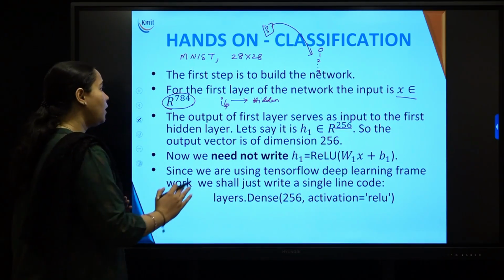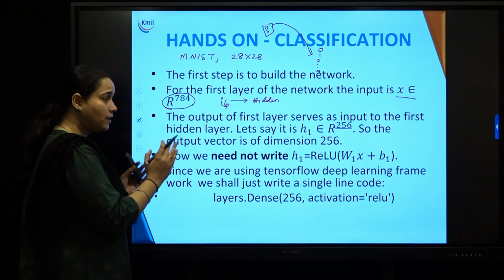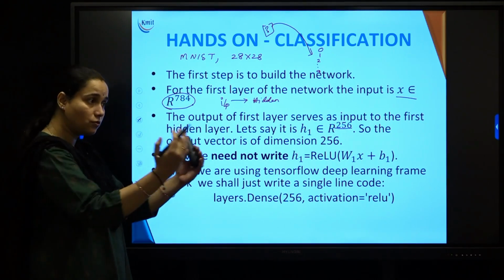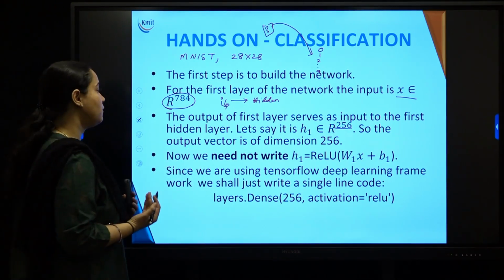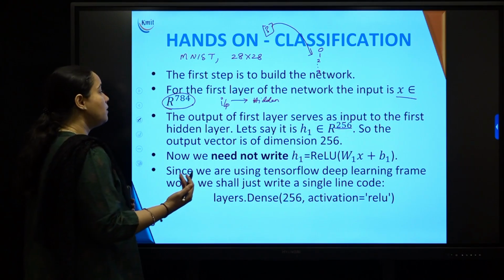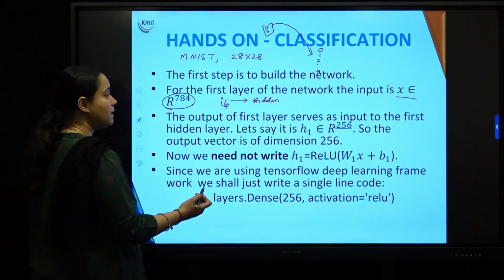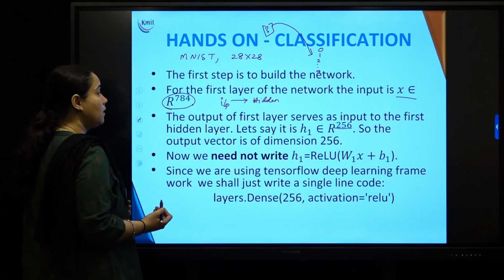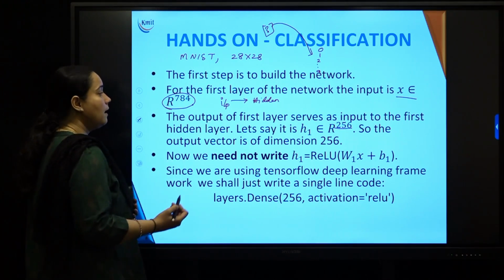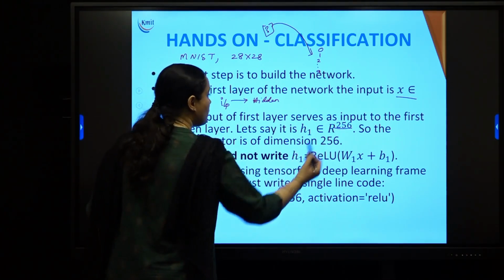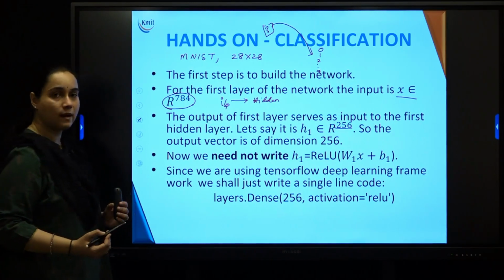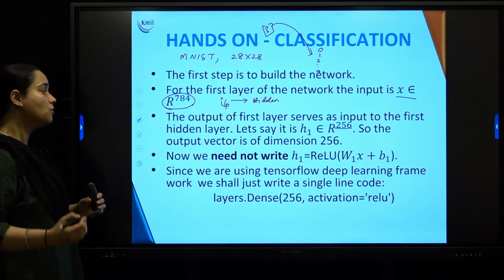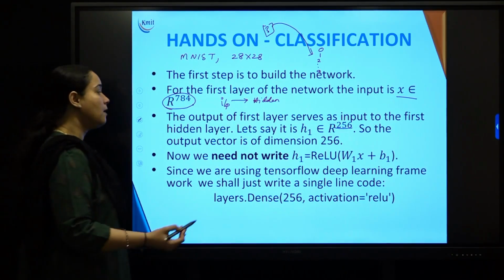So the first thing here that I am going to say is that we are going to gradually decrease the dimension so that you can extract more features and information out of the image. So the output of the first layer serves as an input to the first hidden layer, and let us say it is H1 belongs to R256, so the output vector dimension is 256. So how am I supposed to write this?